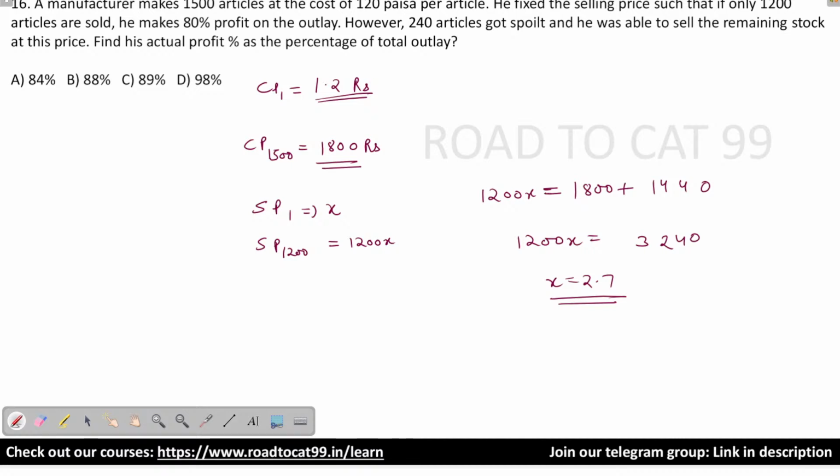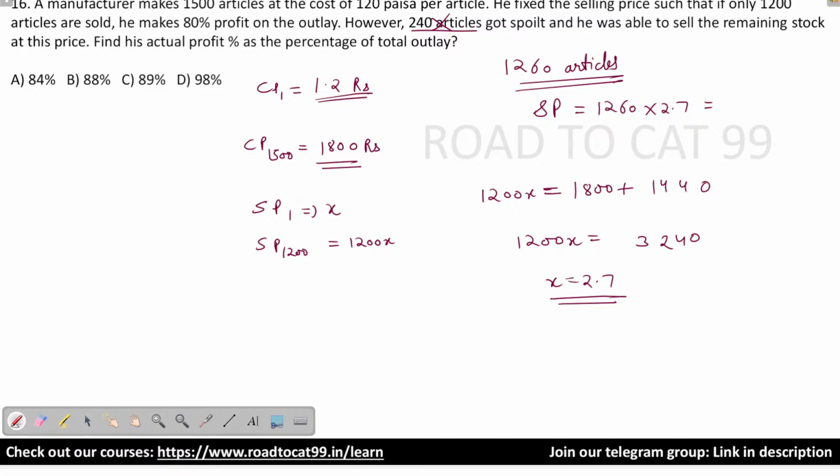Now what he's trying to say is, however, 240 articles got spoiled and he was able to sell the remaining stock at this price, right? 240 articles got spoiled. So now he has 1500 minus 240, that is 1260 articles. And he is selling these articles at this price, that is 2.7. So the total selling price he will receive is 1260 into 2.7.